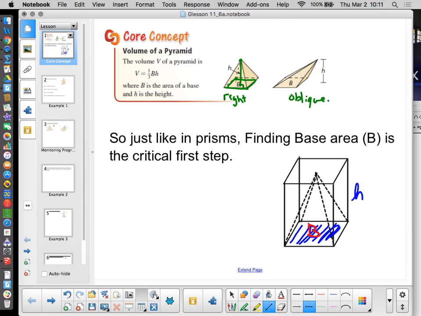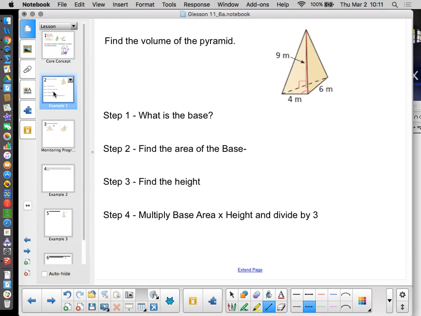So that's what's going on with pyramids. But for the most part, our technique does not change. I still need to know this basic thing. In order to find the volume of a pyramid, I still ask the same 3 steps. What is the base? Find the area of the base, find the height, multiply the base area times height, and the only difference here that we get from prisms is and divide by 3. We got to remember to divide by 3. With pointy, we divide it by 3.